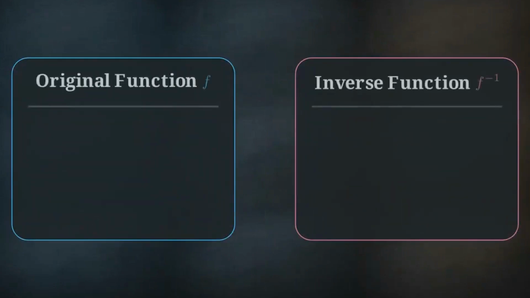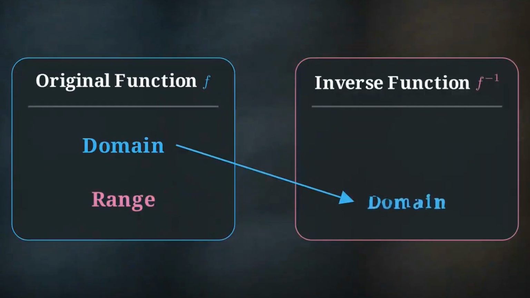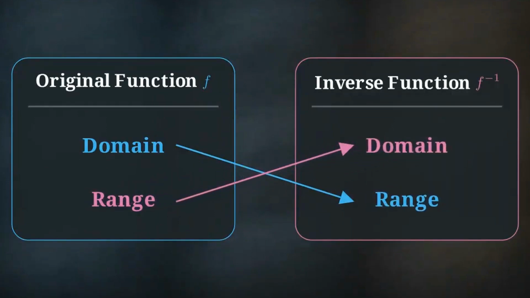This reveals a strict rule for these reflections. The domain of your original function explicitly becomes the range of your inverse, and the range of the original becomes the domain of the inverse.